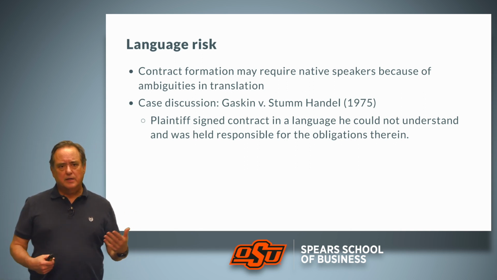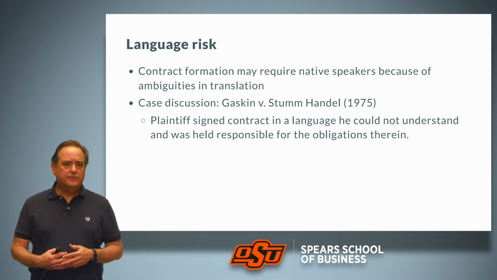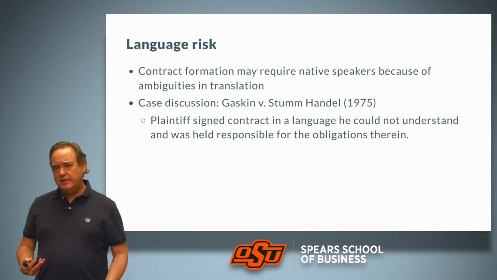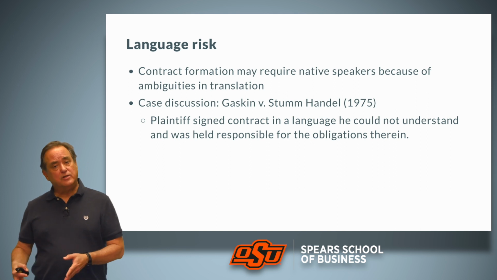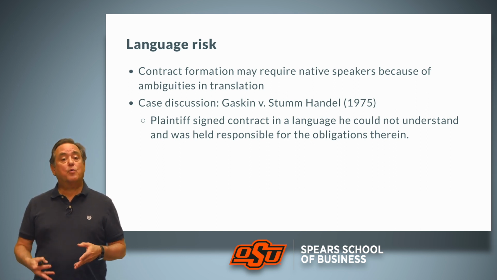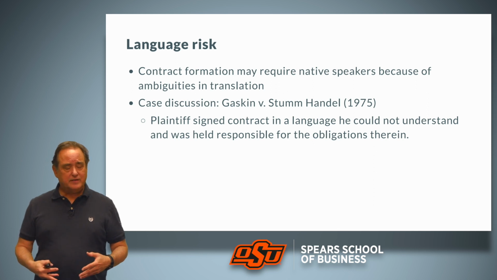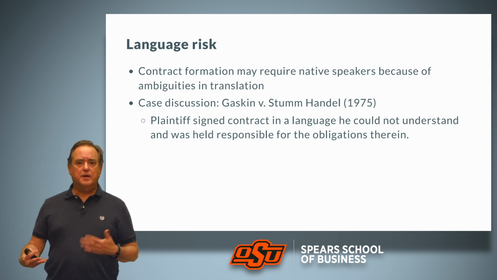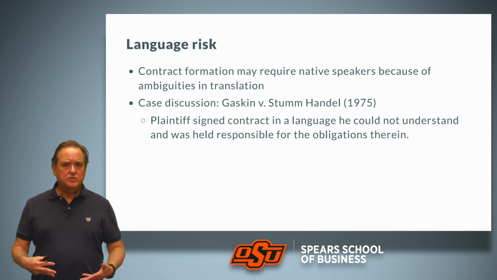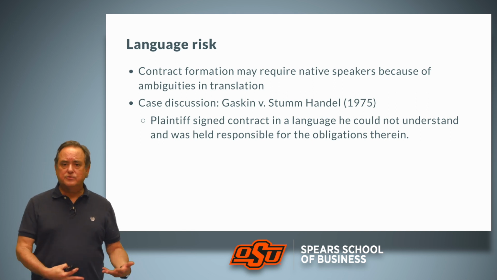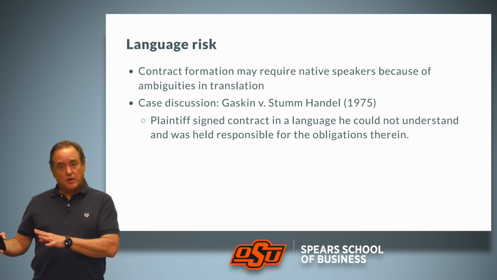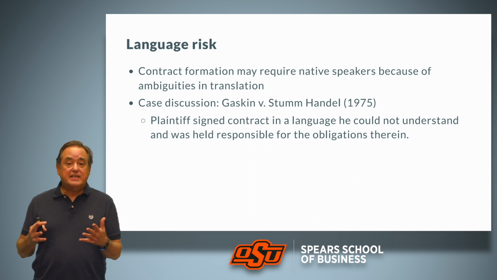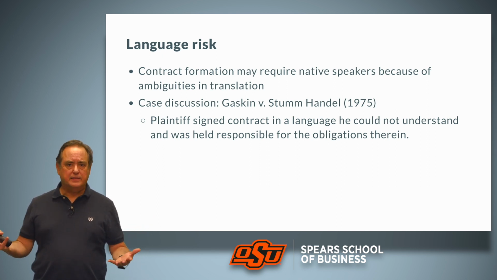The case in your book called Gaskin versus Stummhandel involved an employee of a German firm who signed a contract written in German that included a forum selection clause, meaning he was required to litigate matters arising out of the contract in Germany. He got into a dispute with his employer about whether he had received the proper amount of commissions. He filed a lawsuit in the United States where he lived. The German company says, wait, you agreed to have that case heard in Germany. Plaintiff says, I didn't speak German. I didn't even know what that meant.